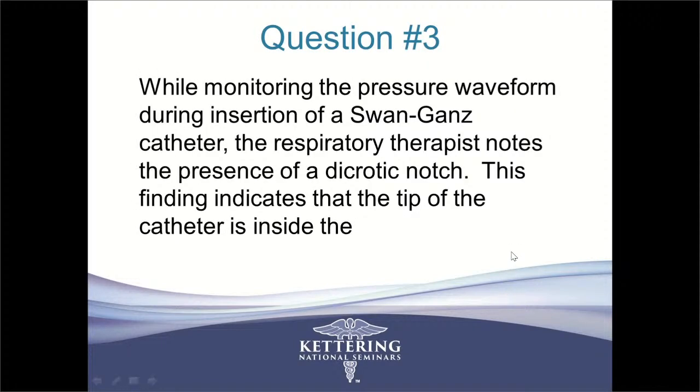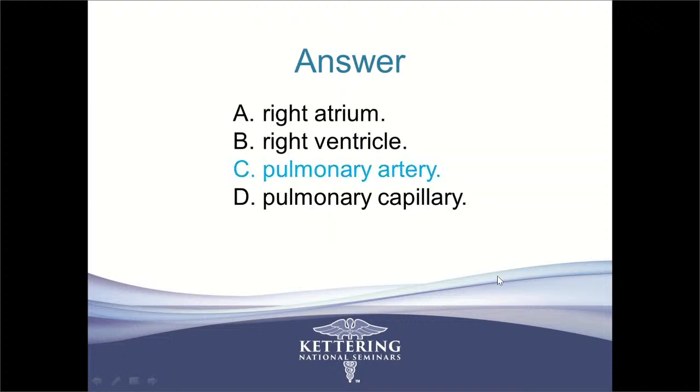Number 3, while monitoring pressure with the Swan-Ganz during insertion of the Swan-Ganz catheter, the respiratory therapist notes the presence of a dicrotic notch. So we're putting in the pulmonary artery catheter, and we got a dicrotic notch. Remember, the only waveform that has a dicrotic notch is the pulmonary artery, right? So this indicates that the tip of the catheter is inside of the what? Pulmonary artery.